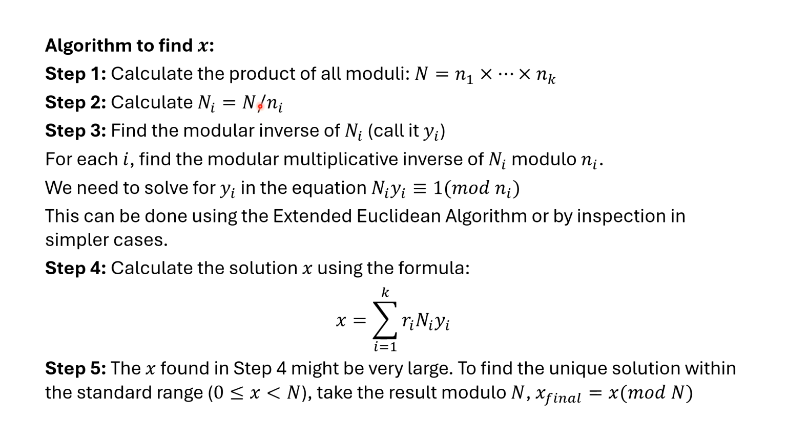And then once you've done this, it's pretty simple. You just take the sum, the r sub i, which is part of the Chinese remainder theorem equations.